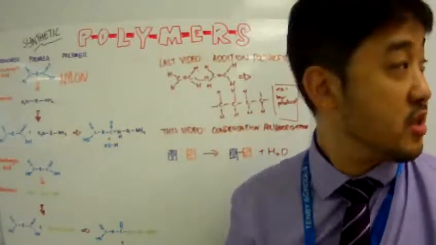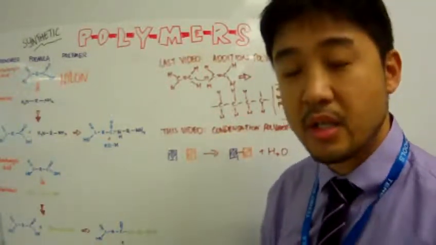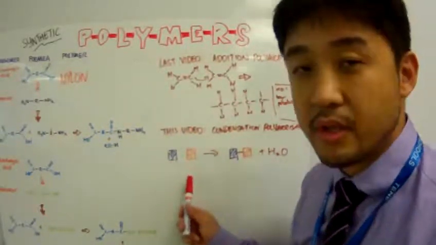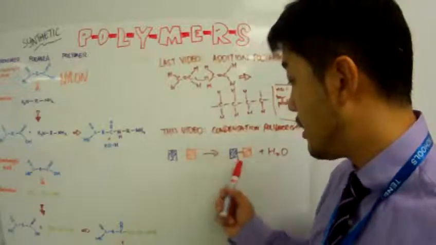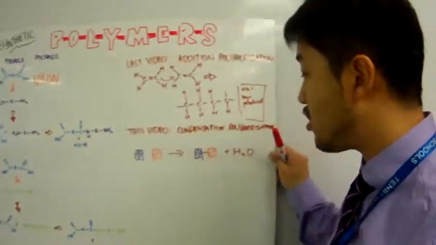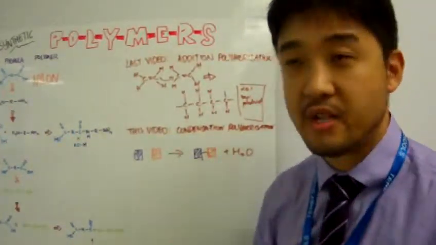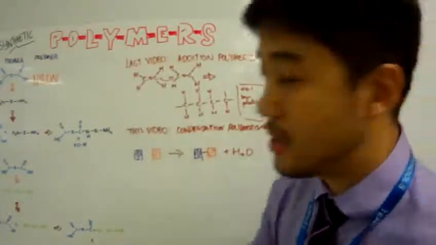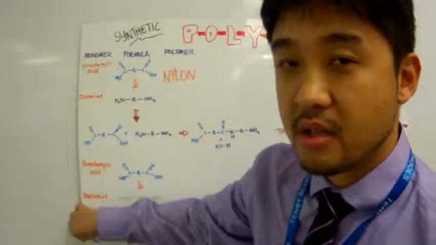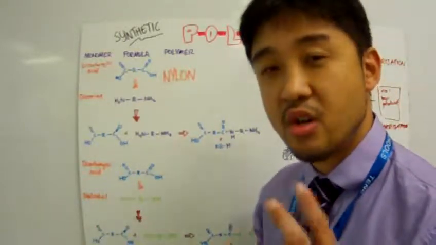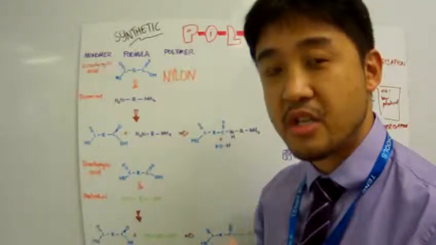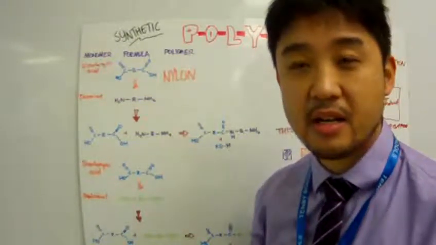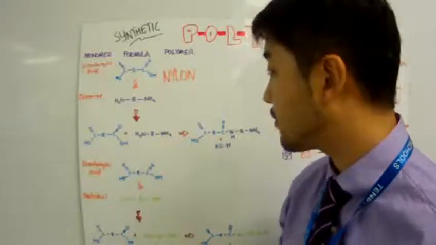And in this video lesson, we're going to talk about condensation polymerization, which means you have two different monomers linking together, and usually you have a loss of water, but it could be a loss of other products as well. So let's get down right to it. In your syllabus, you're only concerned about two condensation polymers. The first one being nylon, and the second one being terylene.